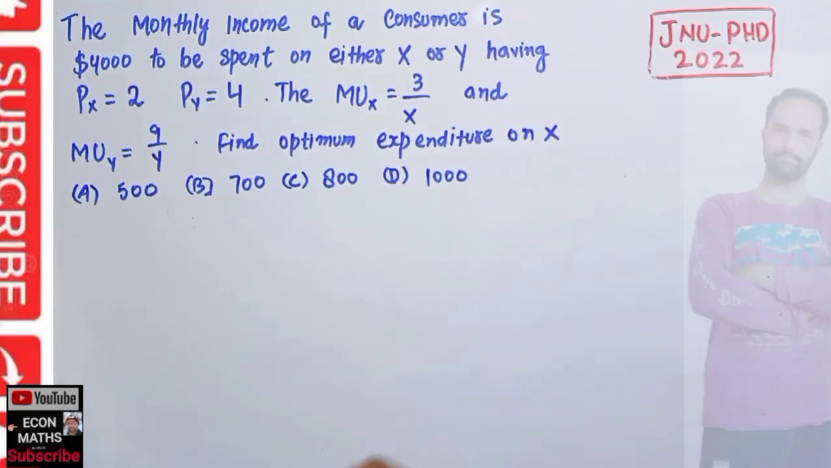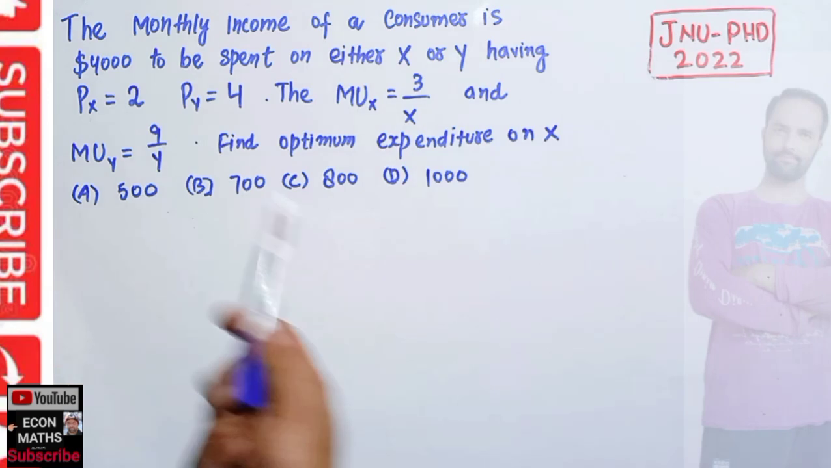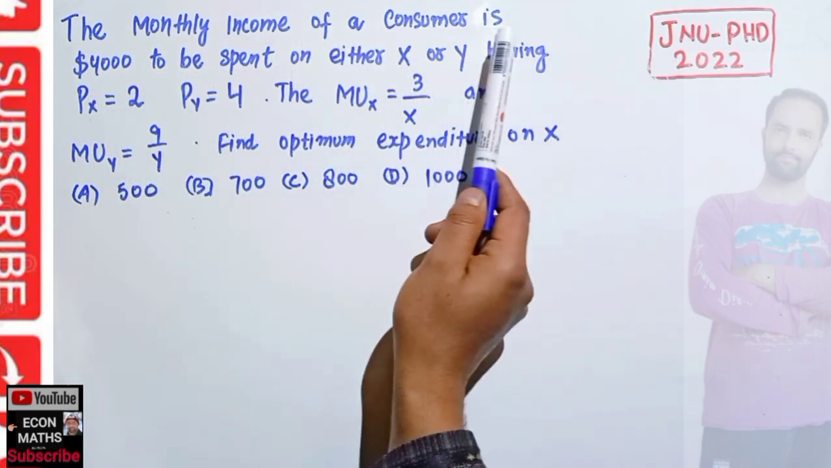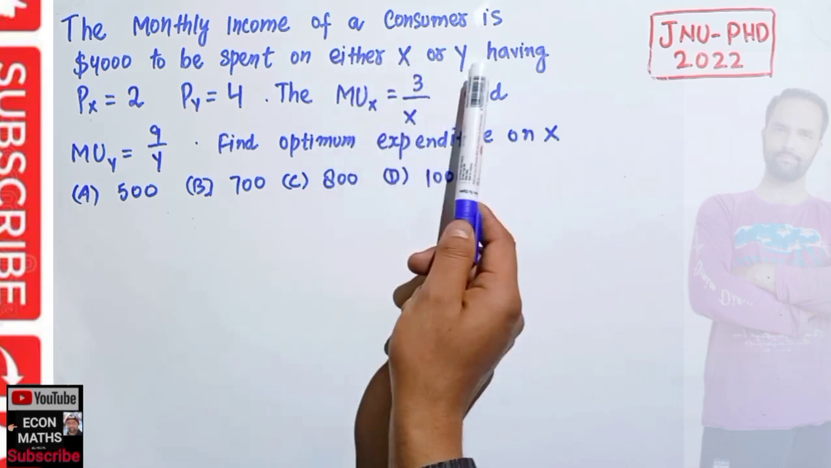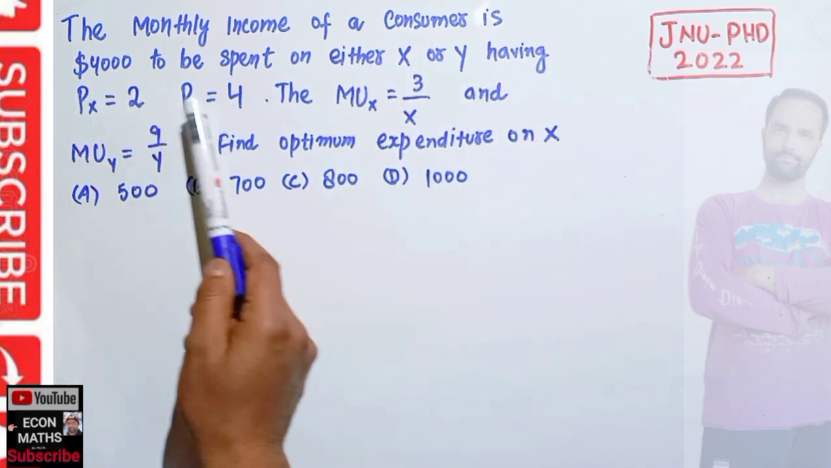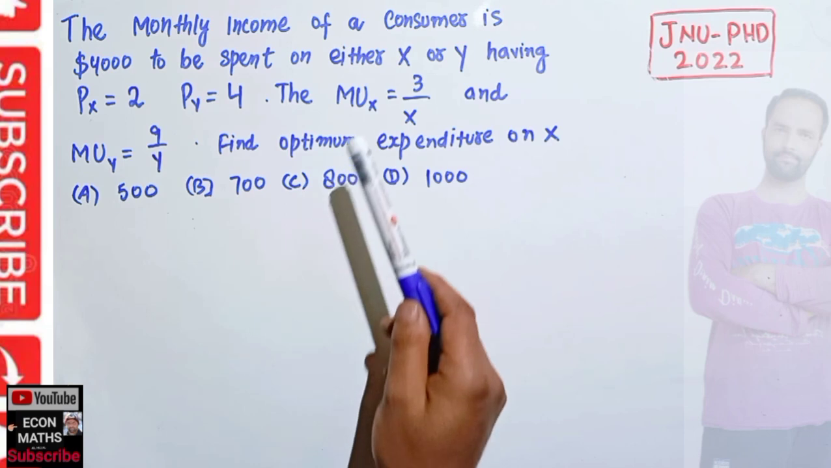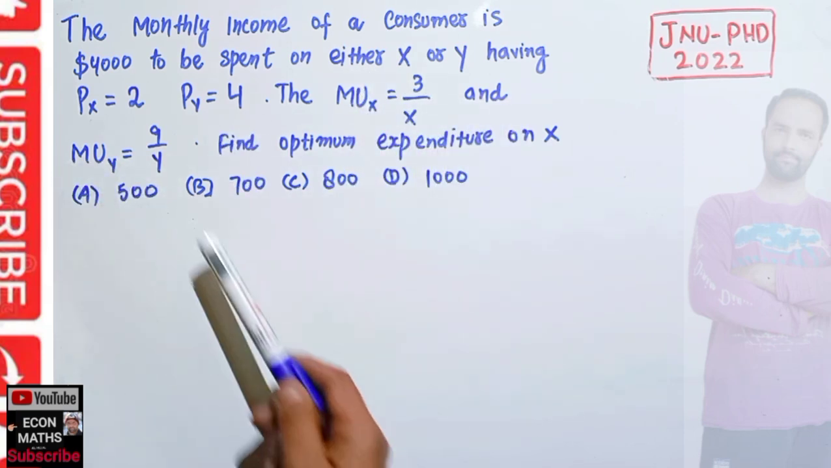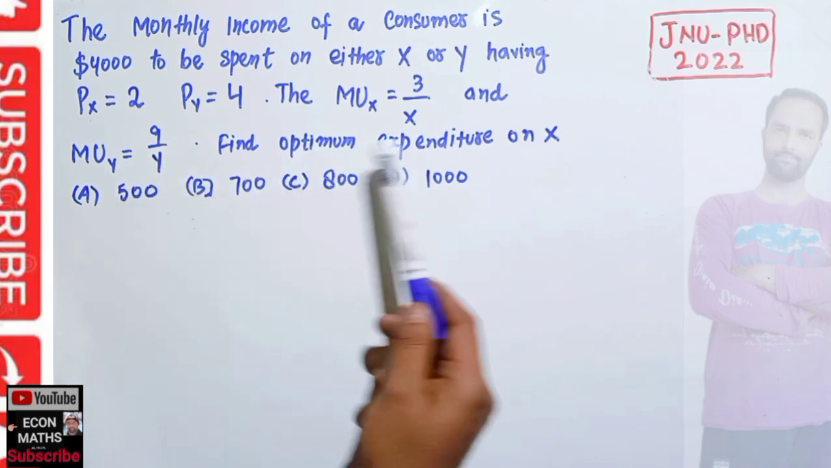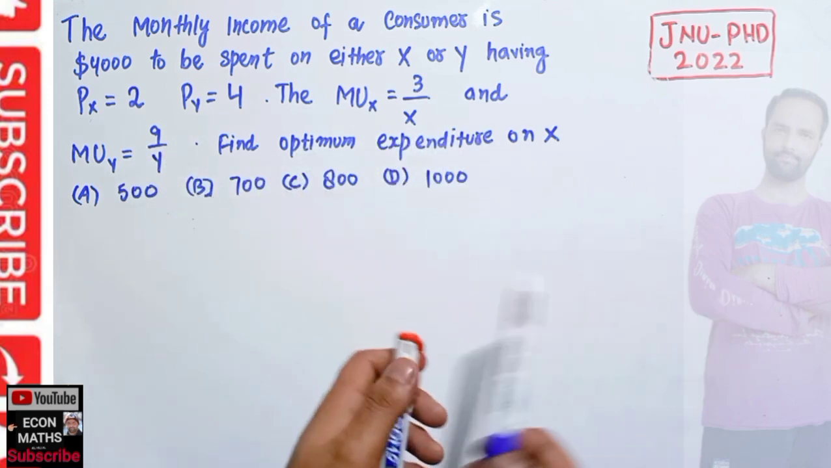The question is to find out the optimum expenditure. The question goes like this: the monthly income of a consumer is $4,000 to be spent on either good X or Y, having the price of good X is $2, price of good Y is $4. The marginal utility of good X is 3 upon X, and marginal utility of good Y is 9 upon Y. We have to find out the optimum expenditure on good X.